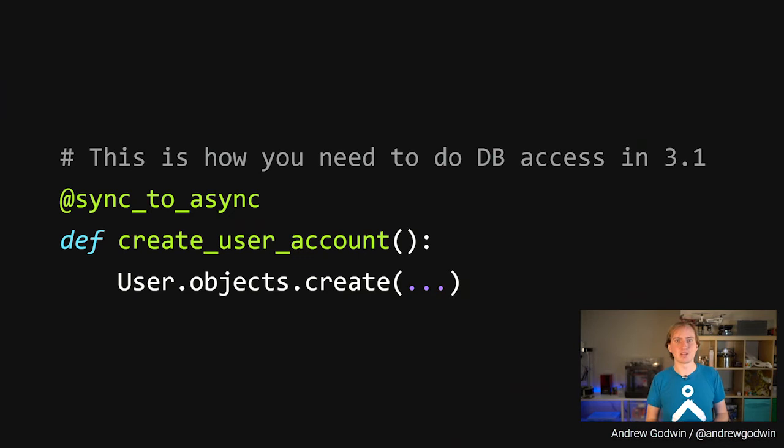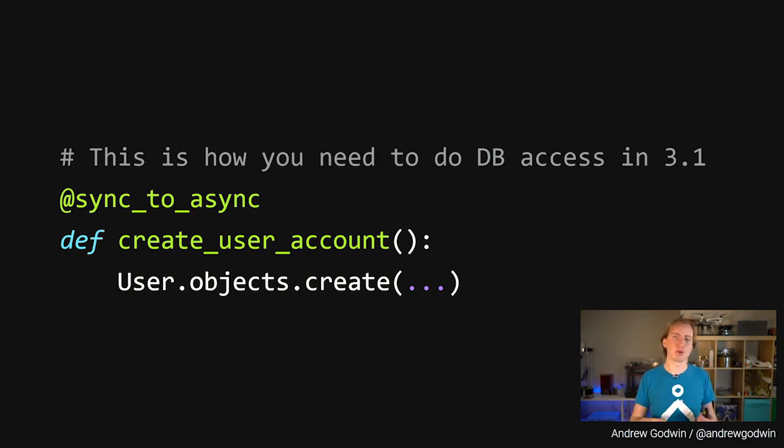So let's change tracks a bit though and talk about database access again. Now, database access, as I said, there is no async ORM in Django 3.1. Unfortunately, I'm sorry, it takes time. So instead, if you want to talk to the database, you can't do it in an asynchronous thread. So you need to do it in a synchronous thread. And what you do is this.